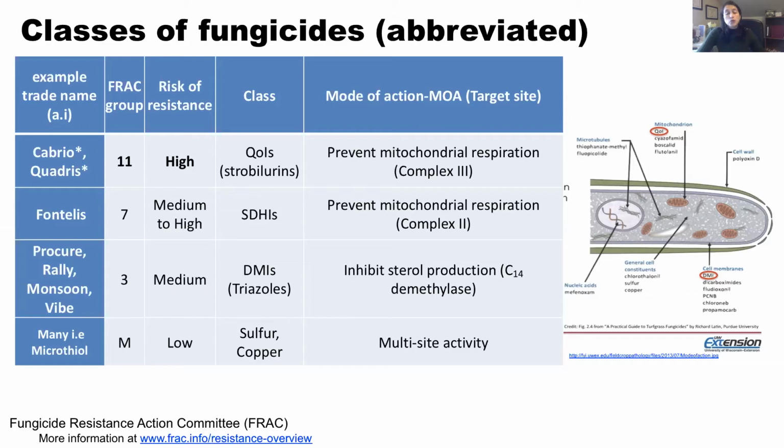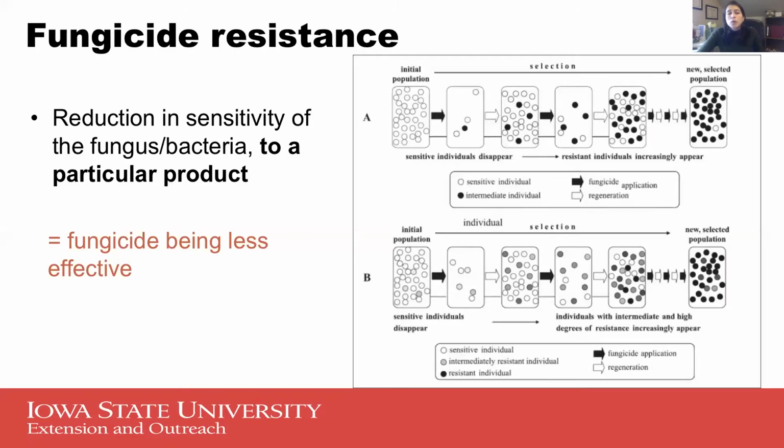Because since we're hitting the same spot on the metabolic pathway, what would happen is that the population of the pathogen starts changing. And in time, there will be a reduction in sensitivity of the fungus or bacteria to a particular product, which results in the fungicide being less effective. So there will be a shift in the population of the pathogen.